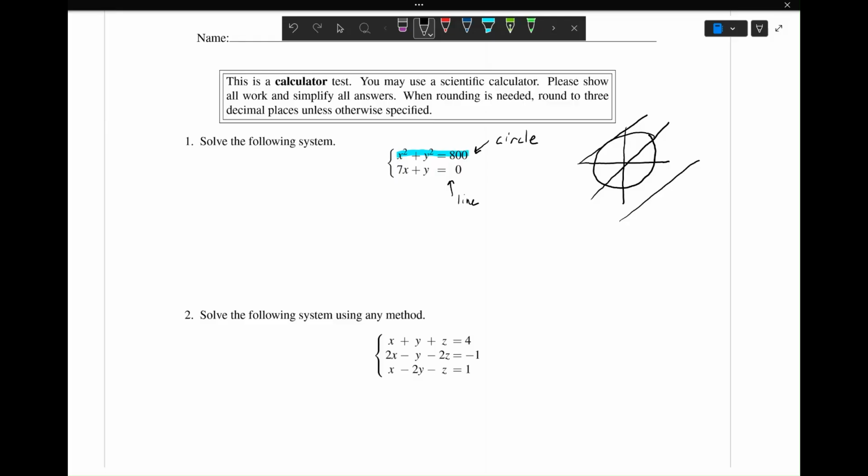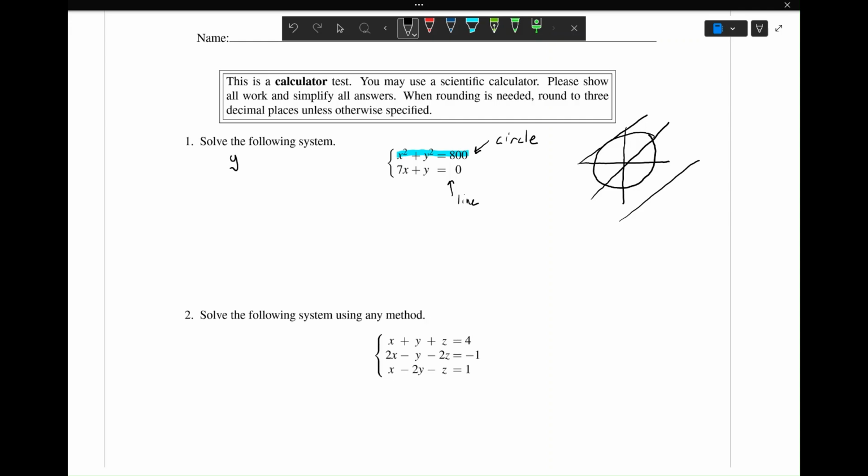So we can do this either through substitution or elimination. I don't have any matching variables. The second equation is all in x, and the first equation is all in x and y squared. Excuse me, everything's x and y here to the first power. So I'm going to try substitution. Specifically, I'm going to solve this second equation for y.